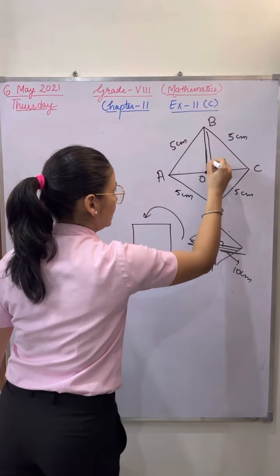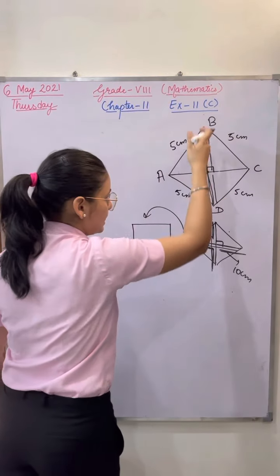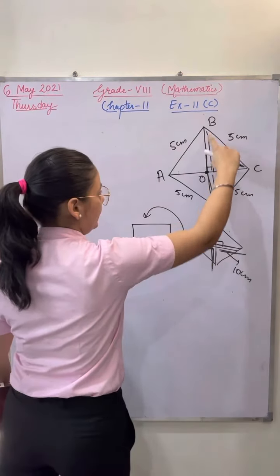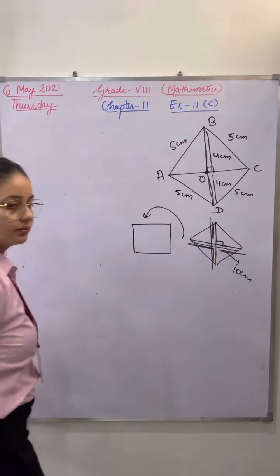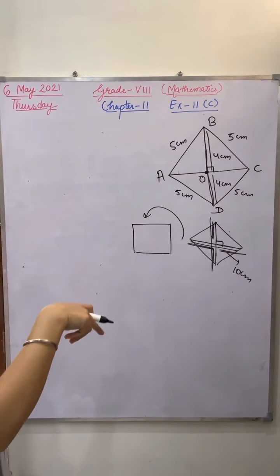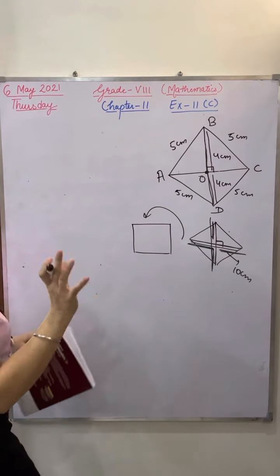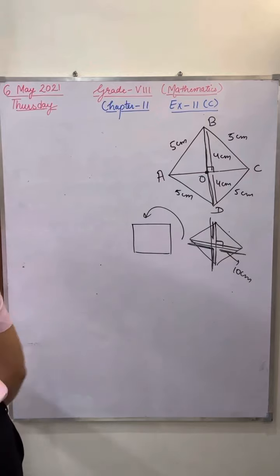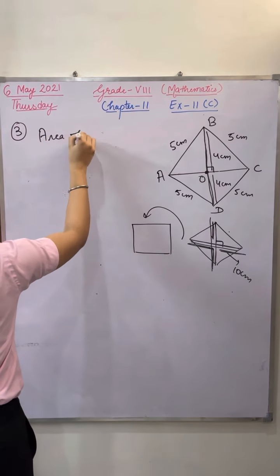How much will be BO and how much will be OD, if this complete diagonal is given as 8 centimeter? Absolutely correct. 4 and 4. This is 4 and this is 4. You have to take out the area of the rhombus. First of all, let me write the formula here. Question third. Anyone can tell me the area of a rhombus is what?